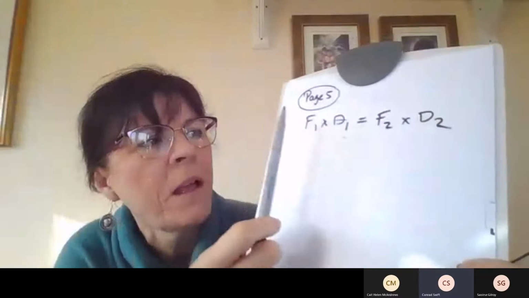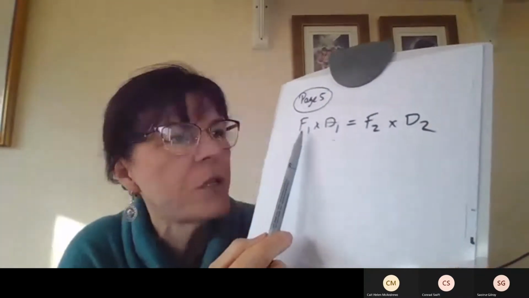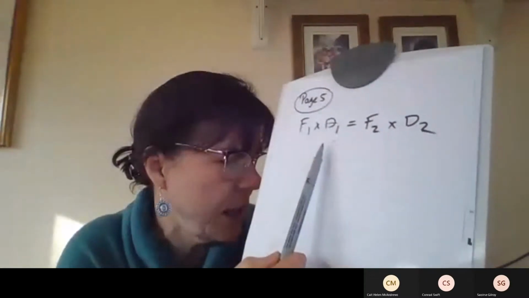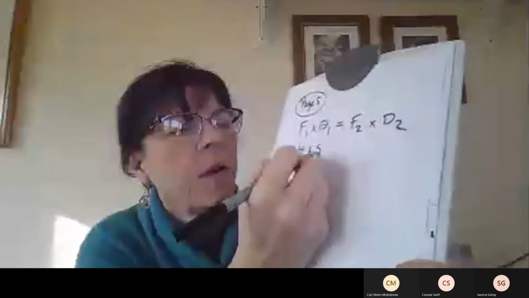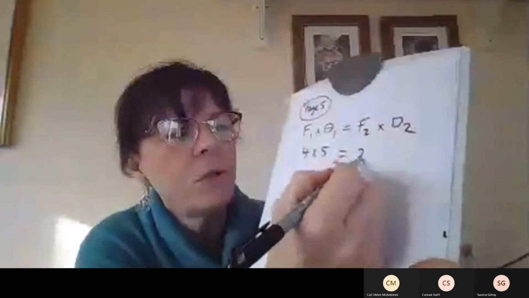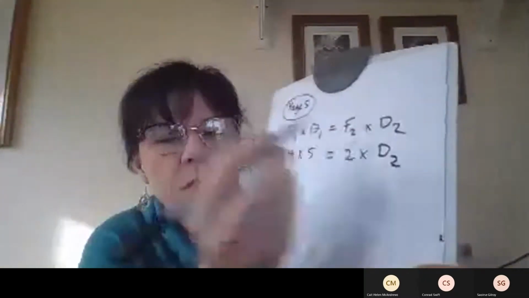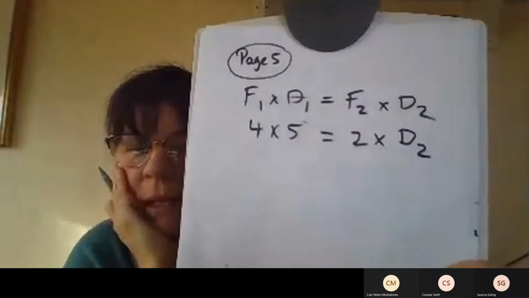Okay, come on. All right, F1D1 on the anti-clockwise side. So what's our force on the left? 4 times what's our distance on the left? 5 equals. And what's our force on the right? 2 newtons. What's our distance on the right? We don't know. And that's what we have to find out. So we're writing it down as being D2.